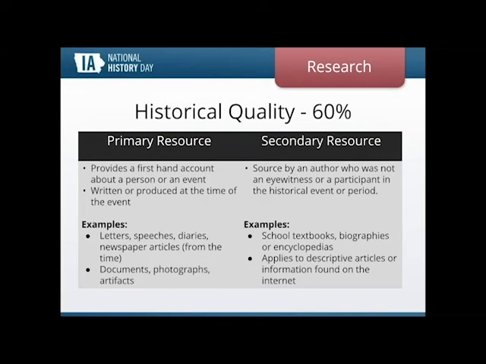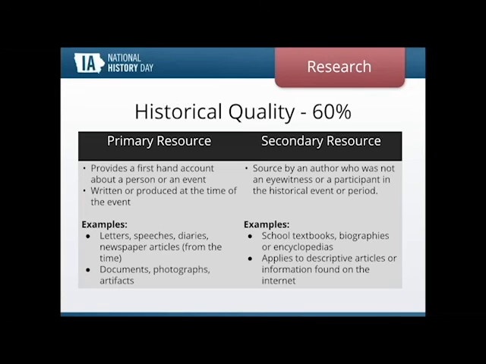All right, so some examples of a primary resource. These are letters, speeches, diaries, newspaper articles from the time period, documents, photographs, or artifacts. Like we mentioned, if you're looking at colleges or universities or your historical societies, there's going to be a lot of letters, diaries, and newspaper articles that are digitized for you to take a peek at. Also ask them about photographs. Those are great primary visuals to put in your project.